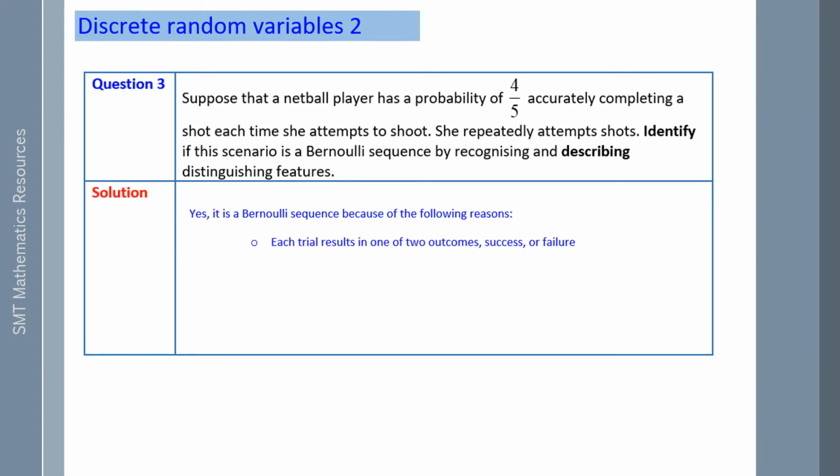Each trial results in one of two outcomes, success or failure. The probability of success on a single trial is constant for all trials, and the trials are independent of one another.